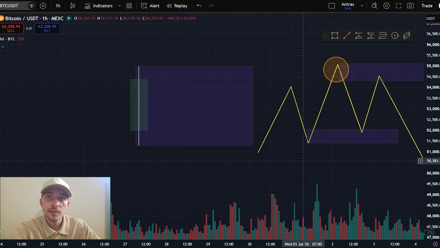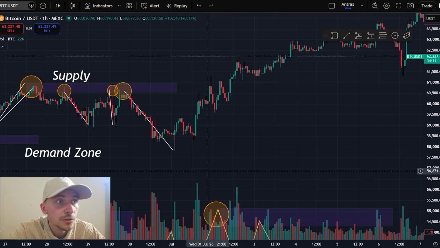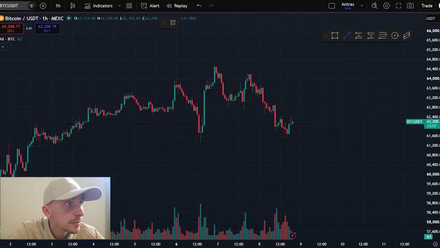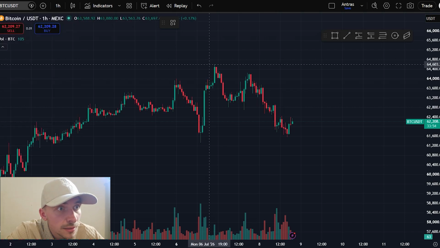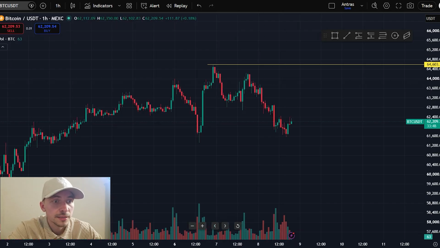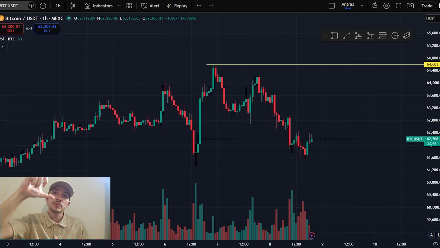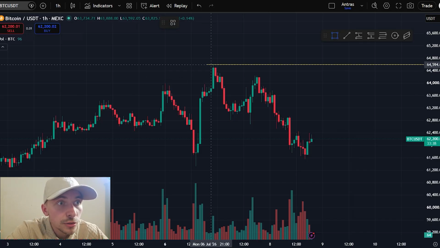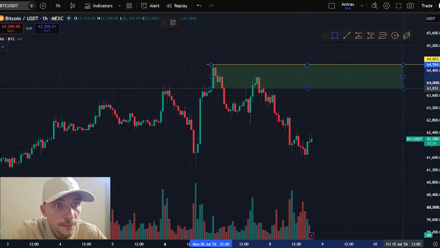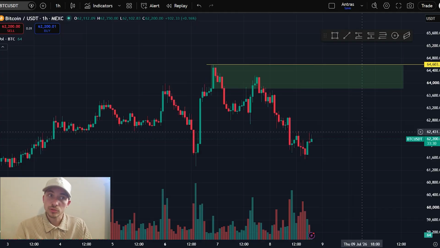At the bottom, it's the same. It can be a red candle, it can be a green candle. You're gonna see some examples, and I'm gonna show you. So now let's go back to our chart. Look at this. This is the top, and the price is something like 64,600, and we have this green candle, which was at the top, and the price started dumping. So what we're gonna do, the top and the bottom of that candle is gonna be our supply zone.